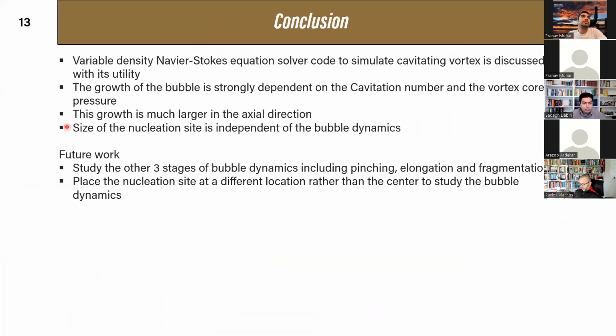So just to summarize what we found and what we have done, we solved the variable density Navier-Stokes equations to simulate a cavitating vortex. The growth of the bubble we found is strongly dependent on the cavitation number and the vortex core pressure. We found that this growth is much larger in the axial direction than in the radial direction. And finally, we found that the size of the nucleation site is independent of the bubble dynamics that takes place.